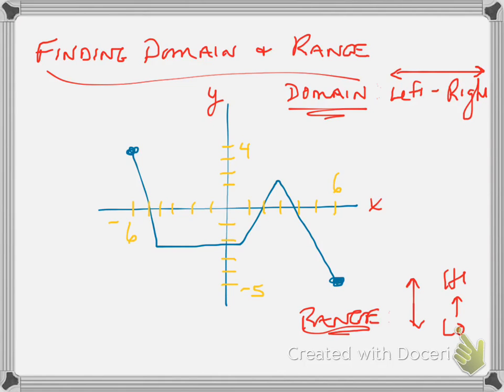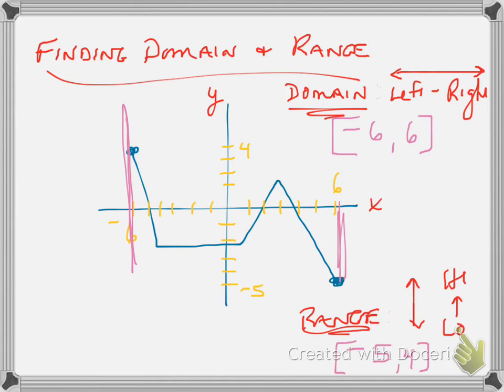Now, if I take a look at the domain, it looks like the domain starts on this graph at -6 and it ends at 6. And when we look wall to wall, it looks like the graph spans from -6 to 6. And the range, it looks like, goes from a low of -5 all the way up to a high of 4. Now you notice I'm using brackets here to describe this. Remember, we use brackets when we include numbers, but we use parentheses when we do not include numbers. So that would be akin to open circle versus closed circle.